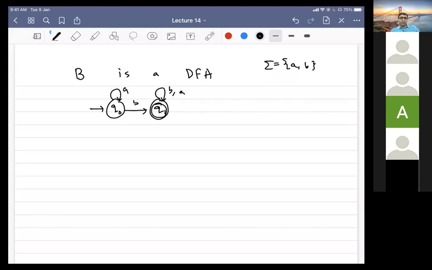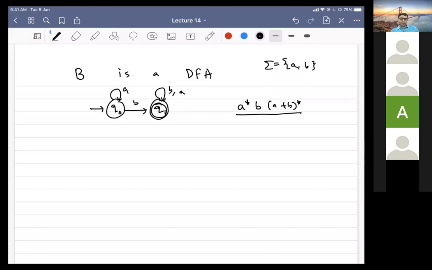In this DFA, we can find out which strings are accepted by this DFA and which strings are not accepted. This DFA accepts any string which contains at least one B, right? If it contains more than one B, that's perfectly fine, but it should have at least one B. So it can have any number of A's, then a B, and then any number of A's and B's. This is the language of this DFA.